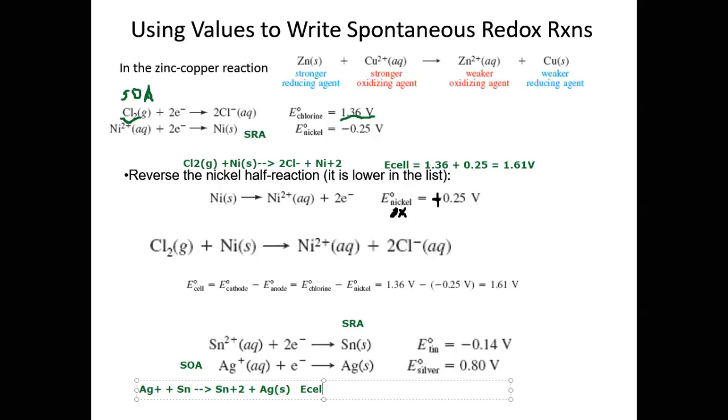E of cell would equal 0.8 minus a negative 0.14 equals 0.94 volts. Because again, you've got to make it negative to get the oxidation. That's why it's minus a negative. So that would be a spontaneous reaction.